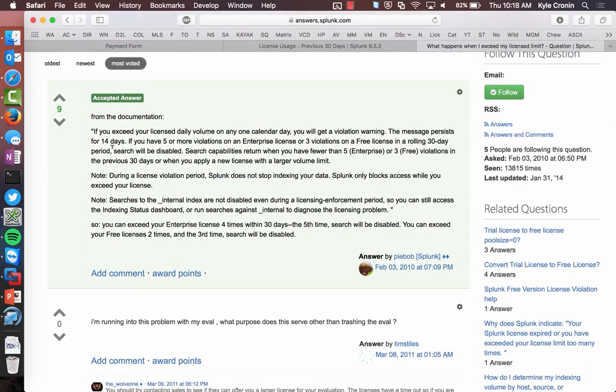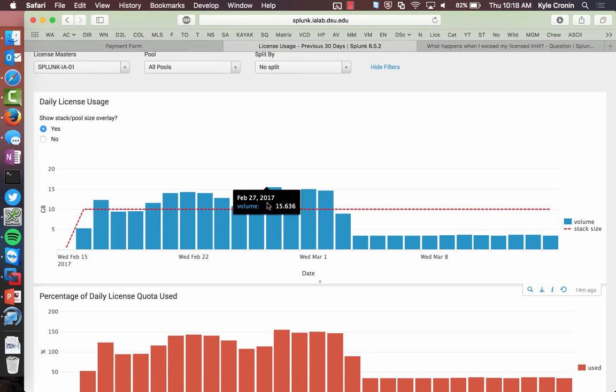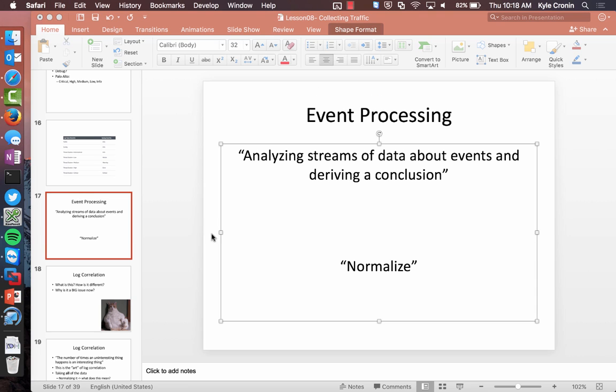If you exceed your license, you'll get a warning. The message persists if you have 5 or more violations, and for a 30-day period search will be disabled. Oh, so we're going to have a bit, because we've got quite a few over a 30-day period. So next month, we can look at DSU Splunk, I guess is what we've got. So I guess we're not going to show that then.